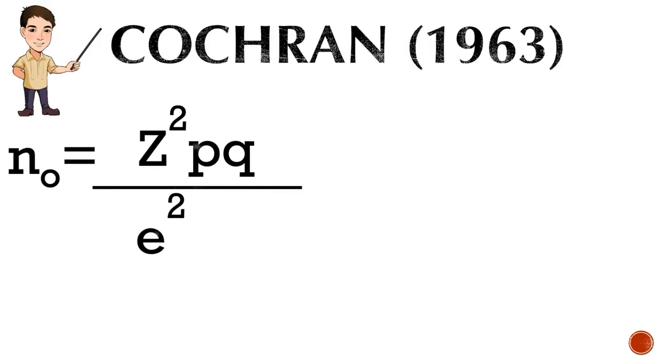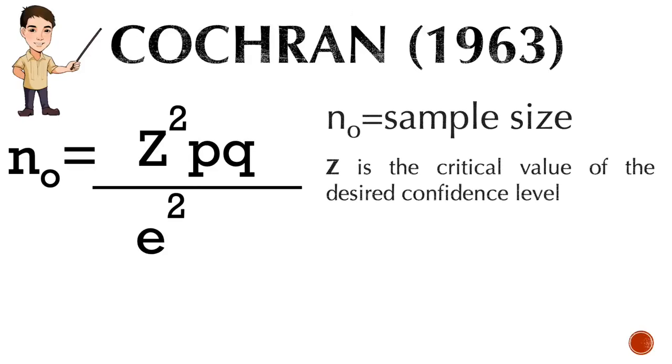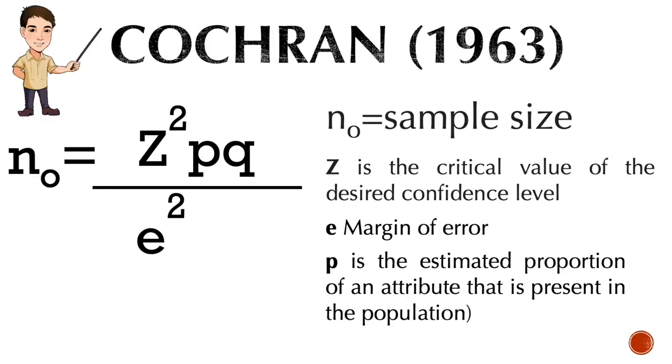Let us consider this example. For population that is large enough, Cochran 1963 developed this equation to compute for the sample size, where n sub 0 will be the computed sample size. Z is the critical value of the desired confidence level. E is the desired margin of error. P is the estimated proportion of an attribute that is present in the population. And q will be computed by 1 minus p.